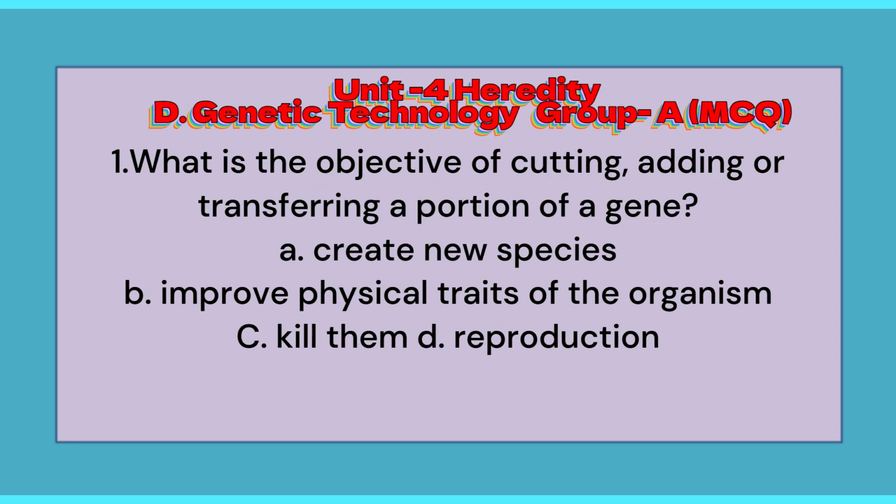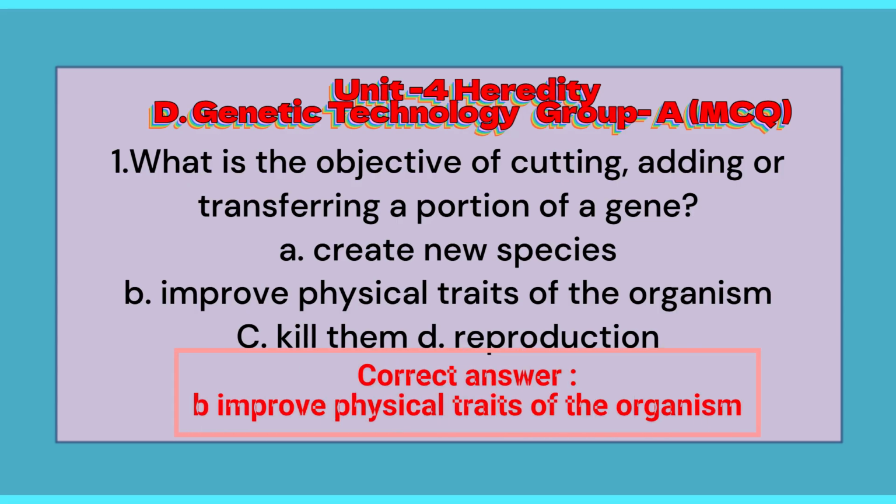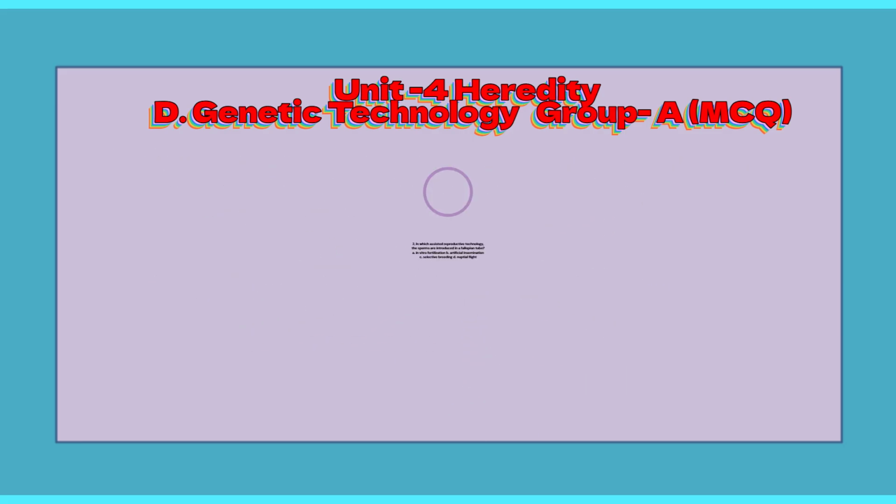1. What is the objective of cutting, adding or transferring a portion of a gene? A. Create new species. B. Improve physical traits of the organism. C. Kill them. D. Reproduction. Correct answer: B. Improve physical traits of the organism.